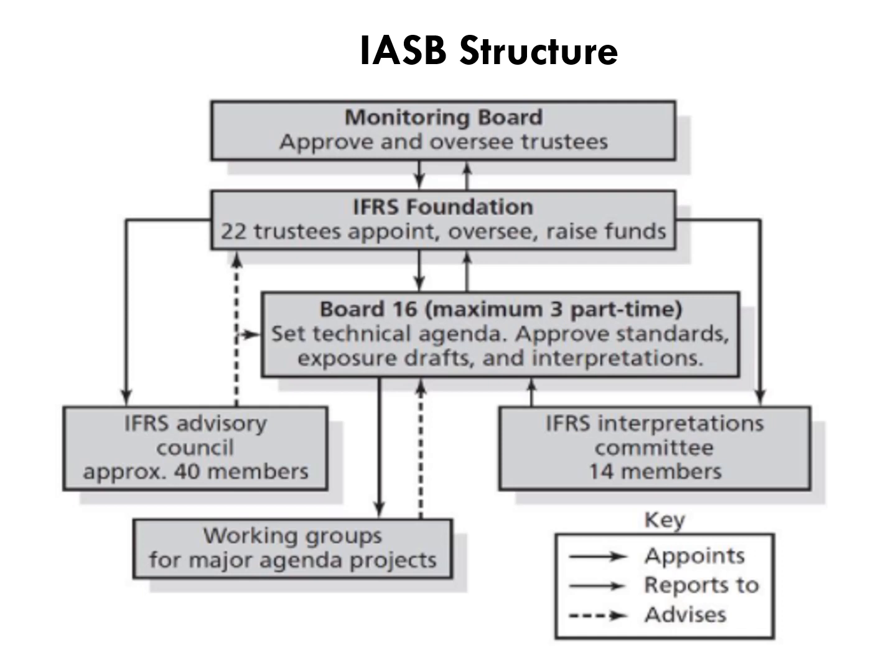To help the work of the board, we have the IFRS Advisory Council consisting of approximately 40 members, and we also have the IFRS Interpretations Committee consisting of 14 members. We also see from this structure that the board is supported by working groups, especially when there are major agenda projects, when we have certain accounting issues and we set an agenda and so on. The working group is responsible for managing these agenda projects. So this is the brief structure of the IASB, to see how the IASB is related to the other committees, councils, and the trustees.